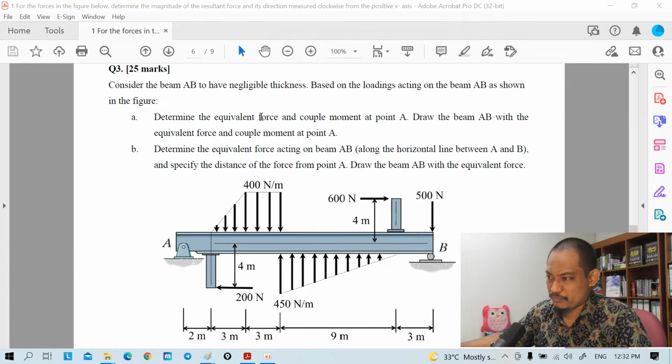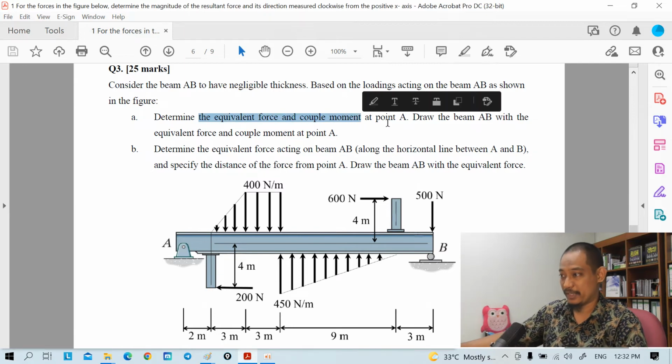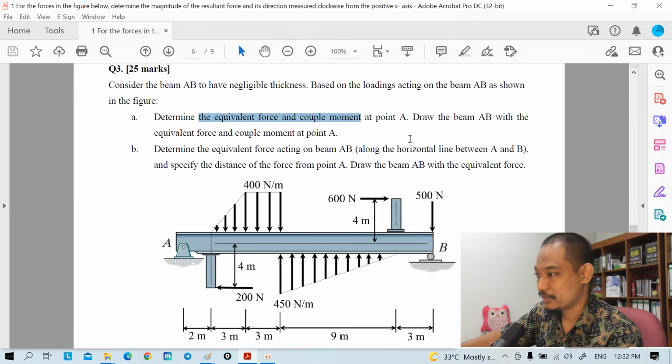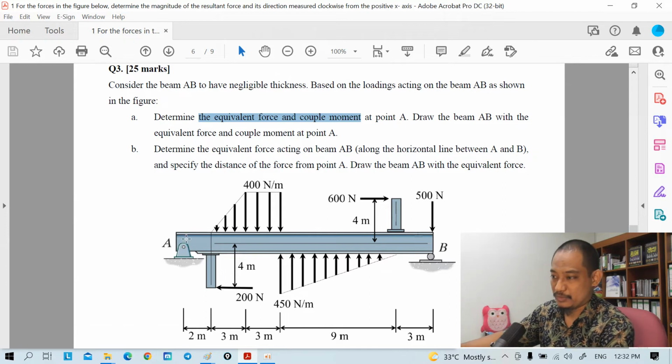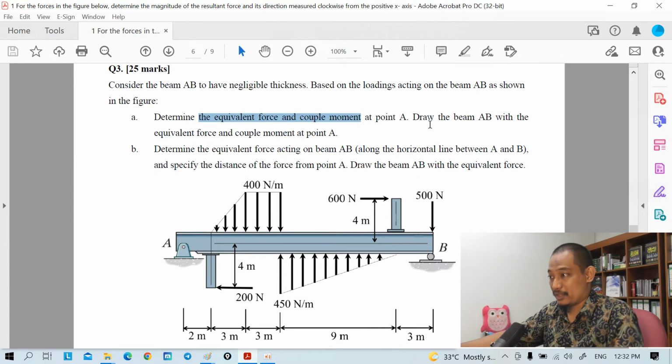first determine the equivalent force and couple moment at point A. Draw the beam AB with the equivalent force and couple moment at point A. So make sure you understand the question first. The question asks for what? Determine the equivalent force and couple moment at point A. Right. So meaning that if we find the equivalent, meaning that we have a single force and single couple moment at point A, what is it equivalent to of this one? And then you have to draw.